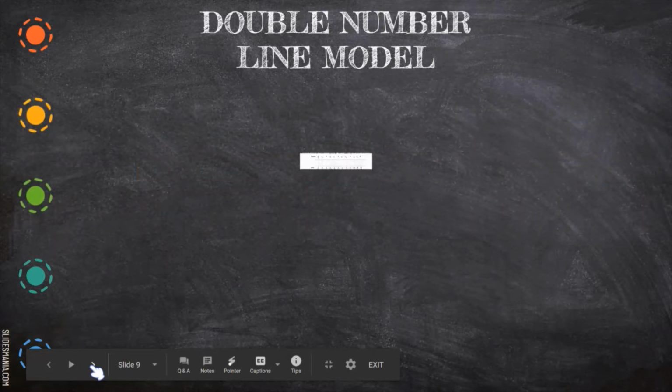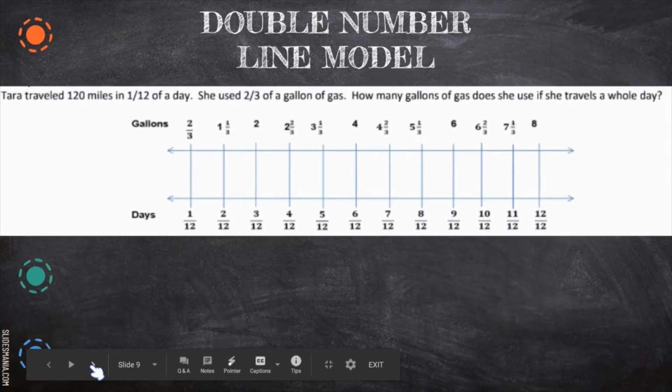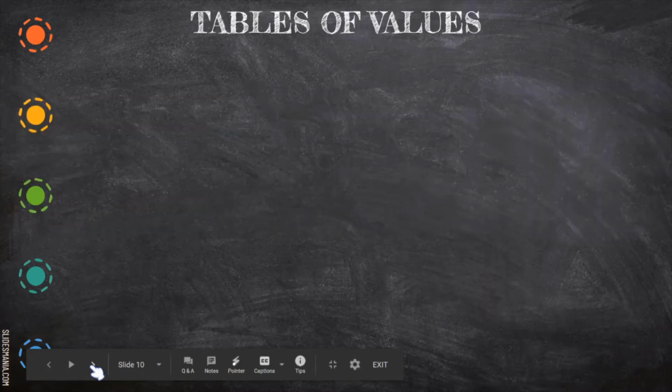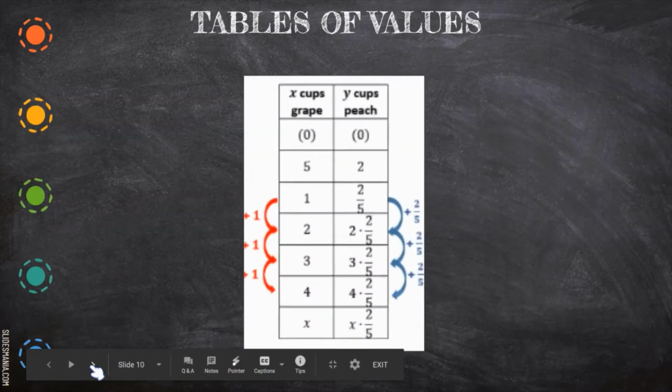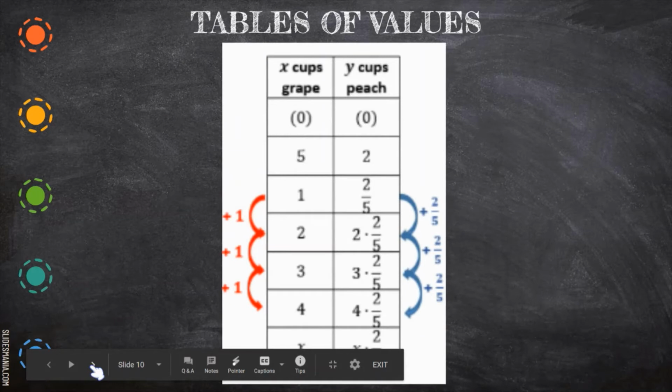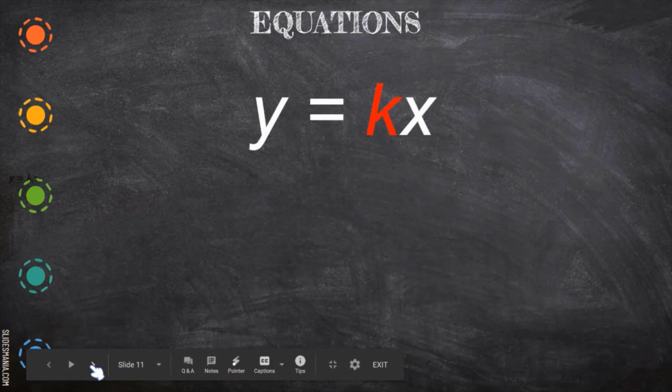The double number line model is a model that is used to, again, compare 2 values. In this case, we're looking at the gallons of gas used per day in a traveling situation. Students have also learned to find unit rate through a table of values. They're able to examine and find patterns in the increase or decrease of variables in a given situation. And ultimately, students will work with equations in an abstract method to identify proportional relationships.